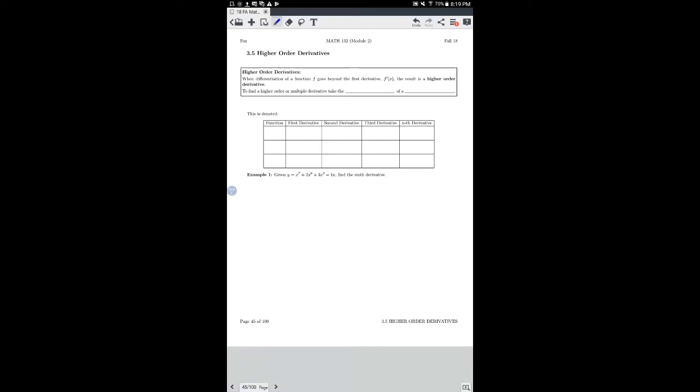Section 3.5 is pretty quick and easy, especially in comparison to 3.4, that marginal analysis we just did. Now we're switching gears to higher order derivatives. A higher order derivative is when differentiation goes beyond that first derivative, f prime. But it's not too hard to do. Higher order derivatives are also called multiple derivatives.